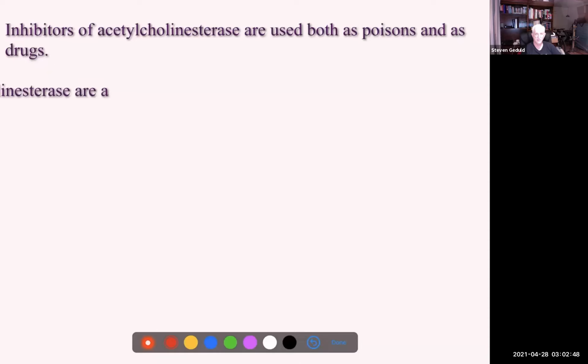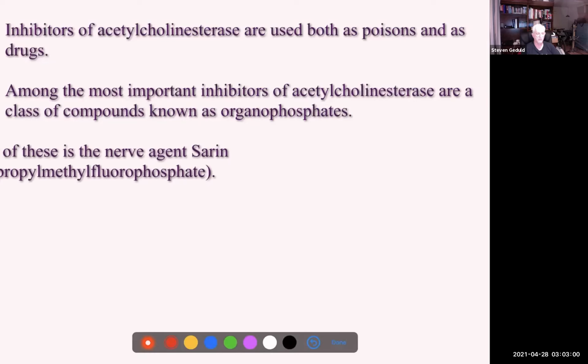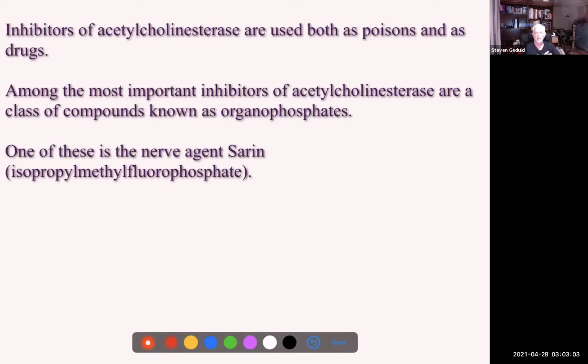Among the most important inhibitors of acetylcholinesterase are a class of compounds known as organophosphates. Organophosphates are deadly poisons. They work really well. One of these is sarin gas. Sarin gas was released in, where was that? Was it Japan or London? It was either Japan or London. They released sarin gas into the subway system.